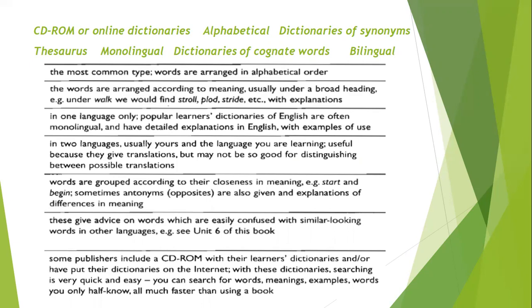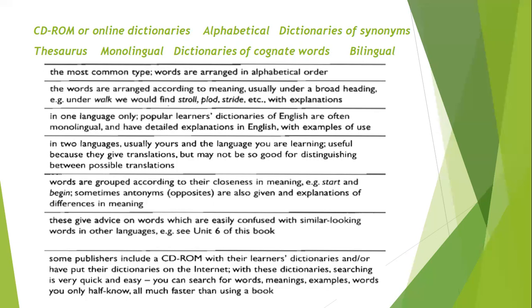Thesaurus. What kind of dictionary is it? Have you ever heard about this kind of dictionary? So the definition is the second one. The words are arranged according to meaning, usually under a broad heading. For example, under walk, you would find stroll, plod, strike, and so on. And of course, with explanations and examples.